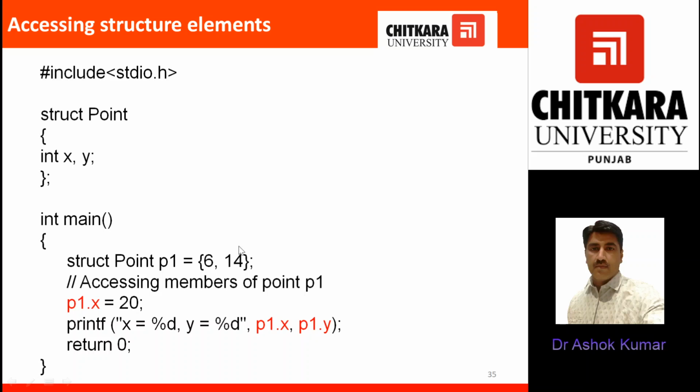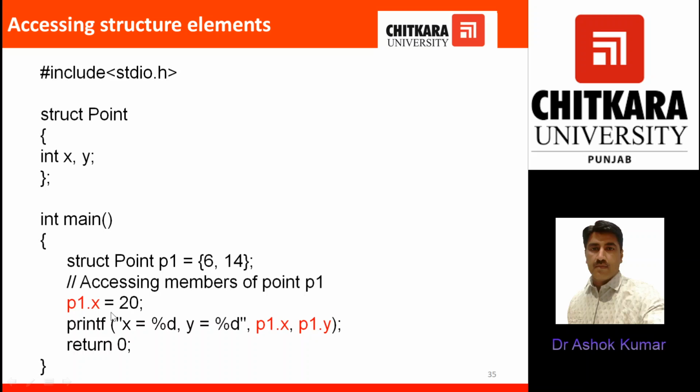respectively. If you want to change the value of the x member of structure variable p1 from 6 to some other value, then this is the method you can use. I want to assign 20 to the x member of the structure. So you can access the x member like this. First you put the structure variable name, that is p1, then the member operator, this is called the dot operator or member operator, and then the member of the structure to which you want to assign a new value. So this will assign 20 to the x member of the structure variable p1.